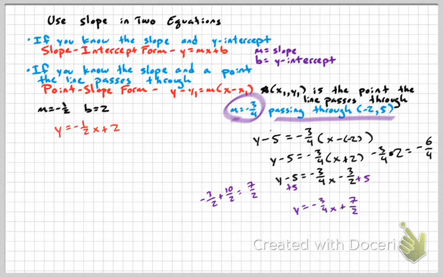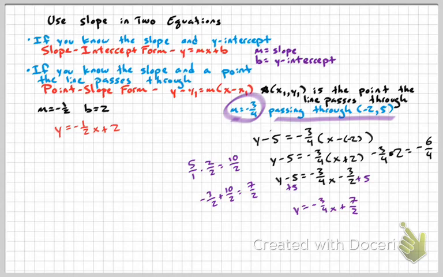So guys, what I had to do is turn 5 into a fraction with a denominator of 2, so I multiplied 5/1 times 2/2 to get 10/2. That way I could add them together. Okay, so -3/2 plus 10/2 is positive 7/2.